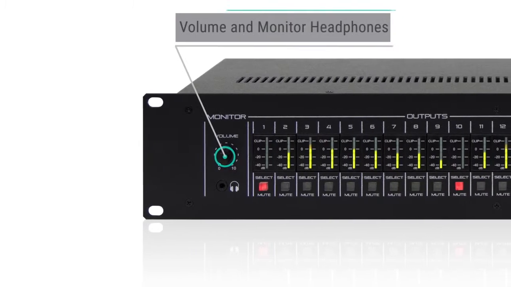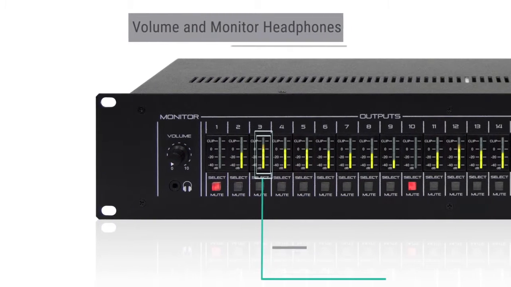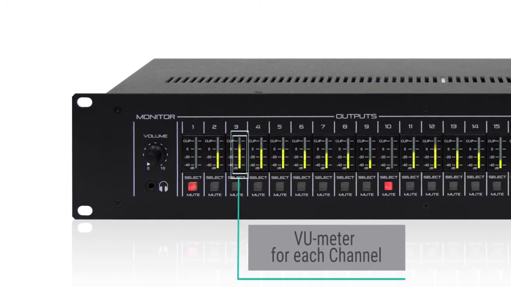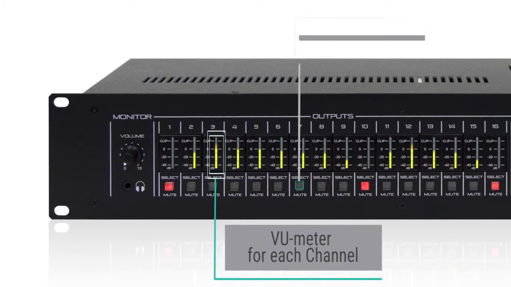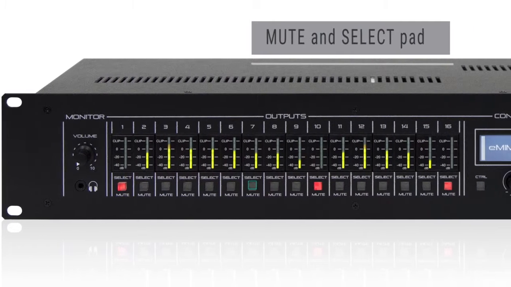The volume and monitor headphones outputs give us sound reference in the front panel for the output sounds, VU meters with clip LED for saturated signals, mute and select pad. A short button press selects the channel, while a long button press mutes the output.